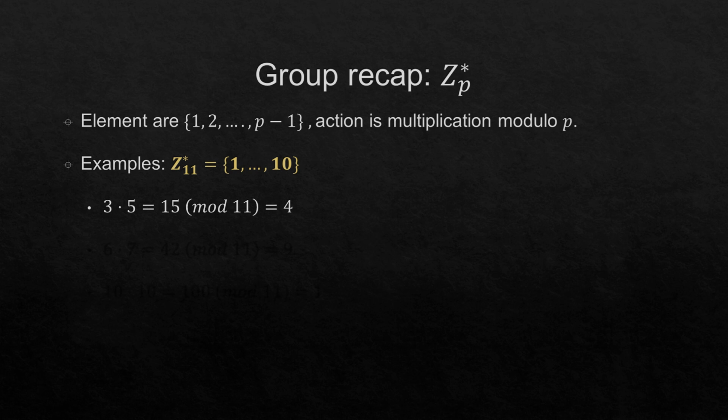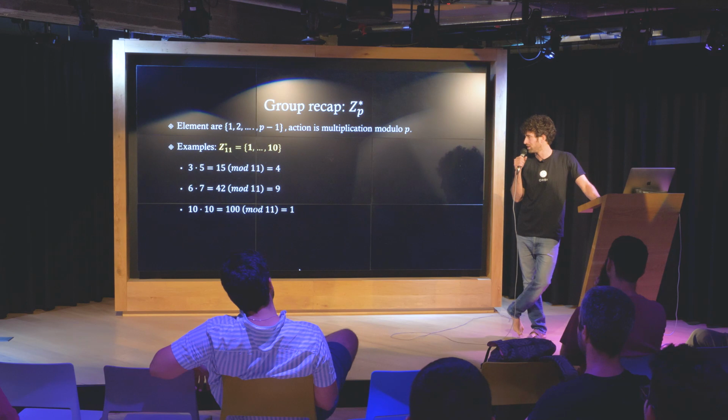3 times 5 is 15. When we mod out 11, we get a 4. 6 times 7 is 42. We mod out 11, we get a 9. 10 times 10, that's 100, which is also 99 plus 1. So when we mod out 11, we get a 1. Great.